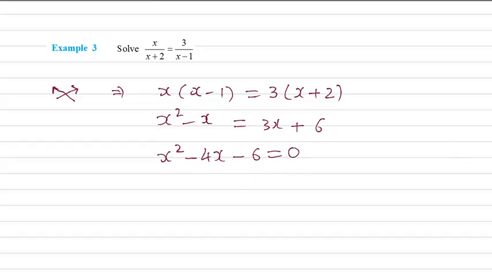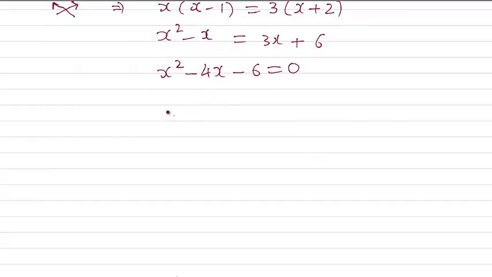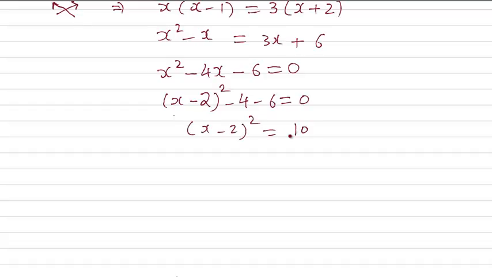Now we cannot factorize this, so we can complete the square for this. What we do, this is x minus 4 all squared, then minus 16. Half of 4 is 2, so it's going to be x minus 2 squared minus 4 minus x equal to 0. That means x minus 2 squared equal to 10. Take the square root. So it's plus or minus root 10. Therefore we have x equal to 2 plus or minus root 10.